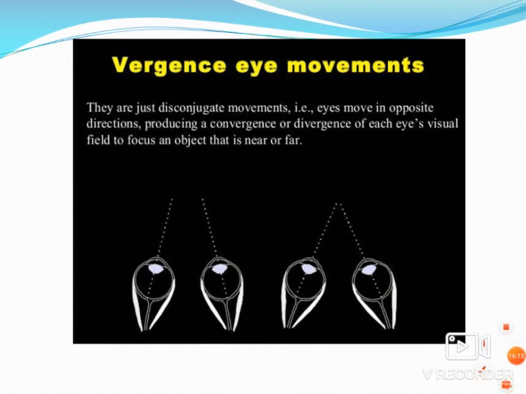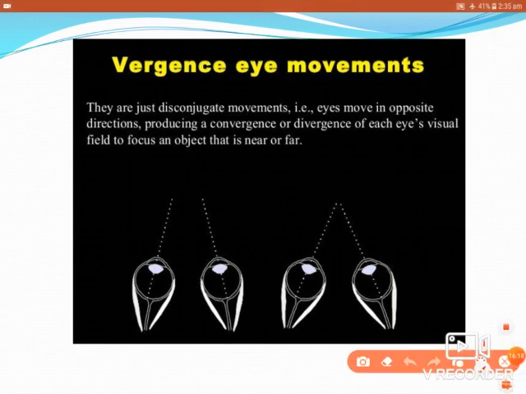Here you can see the disconjugate movements. Okay. So in disconjugate movements, the eyeballs move in opposite directions. In convergence, both eyeballs move medially, and in divergence, both eyeballs move laterally.